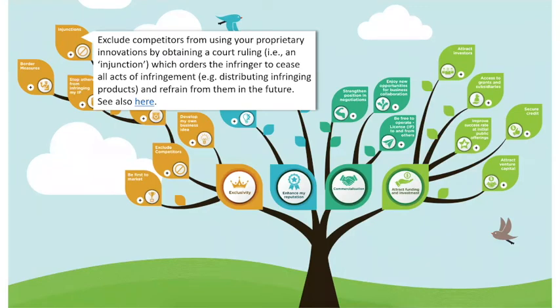For the exclusivity part on the left-hand side, the example is injunctions. What does it mean? You can exclude competitors from using your proprietary innovations by obtaining a court ruling, an injunction, which orders the infringer to cease all acts of infringement and refrain from them in the future. That's very important because if you are spending money to get a patent, but you have no way to make sure that people will not infringe your patent, then how can you really invest in patents? There is no need. Thanks to injunctions, you are sure that you will find a way to exclude competitors if you want to. You are not obliged to.